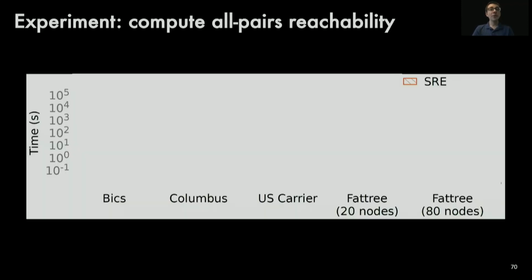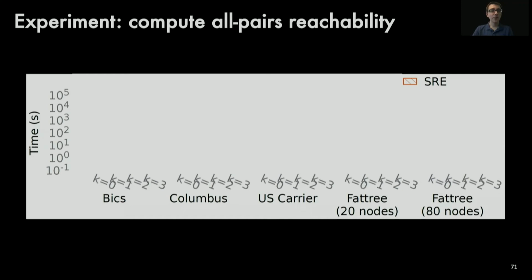Let me briefly show you how efficient SRE is for simulating and computing all pairs reachability for some real networks. Here, we study 5 networks, 3 WAN topologies, and 2 fat tree topologies, which are typical of data center networks. For each of these, we limit the number of maximum possible link failures that SRE will consider before stopping to follow particular execution paths, and this just helps avoid state space explosion.